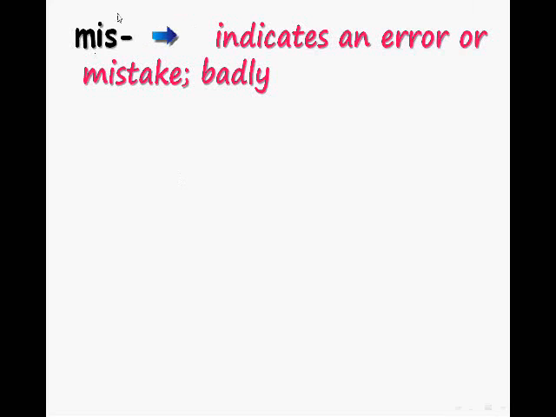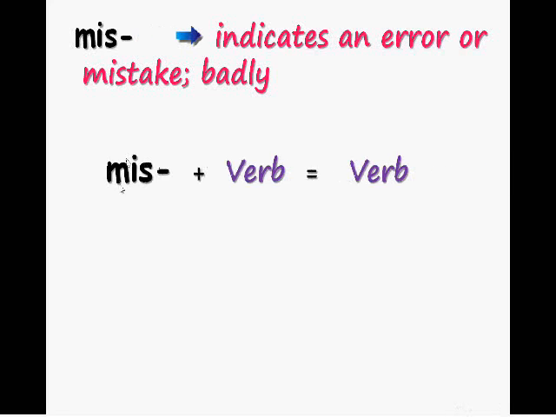Then when we add the prefix mis, again we talked about that. It indicates an error or a mistake or something done badly. Okay. So when I say mis, there is an error or a mistake going on. Or in another meaning, it's something done badly. So when we have mis plus verb, it means a verb, okay? So I just add mis, I just give the meaning of something done in error or by mistake or something done wrongly or something like that.